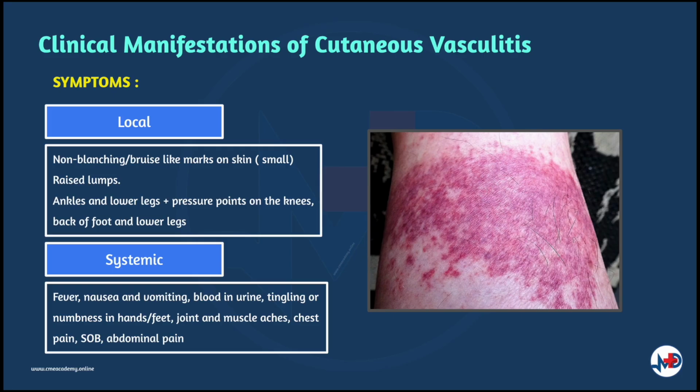Systemically, if the skin involvement is secondary to systemic vasculitis, symptoms such as fever, nausea and vomiting, blood in the urine, tingling and numbness in the hands and joints, and muscle aches may be seen. The patients may also complain of chest pain, shortness of breath, abdominal pain, and any other symptoms indicating organ involvement.